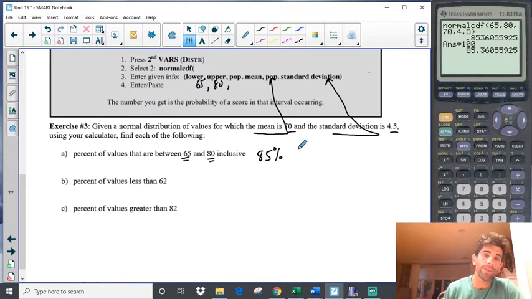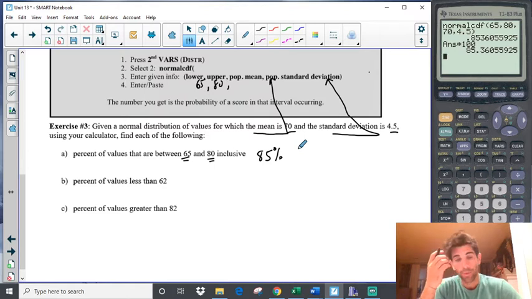Inclusive means you include those numbers. I'm not going to use 66 and 79 or something like that. All right, so that's if I'm telling you your lower and your upper.